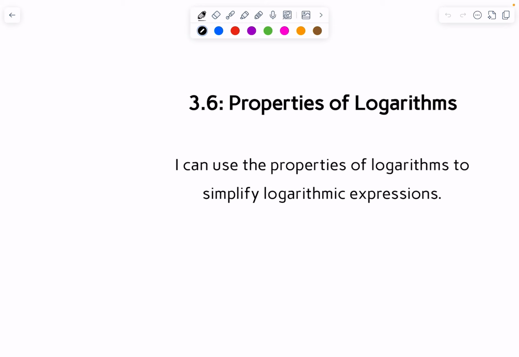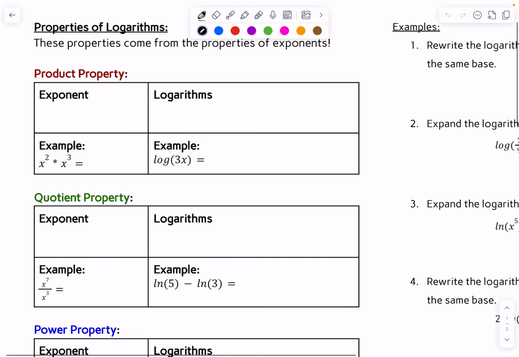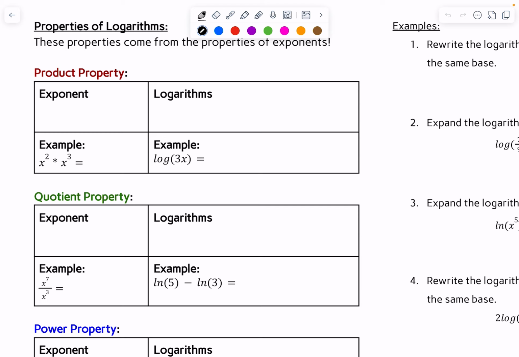I can use the properties of logarithms to simplify logarithmic expressions. So let's take a look here. Go ahead and open up your notes. We're going to focus in on these three properties of logarithms: the product property, the quotient property, and the power property. We're going to take a look at both the exponent properties, because these are named the same things, the product, the quotient, and the power properties for exponents, and we're going to see how they relate to the logarithmic properties. And then we're going to work to expand or simplify expressions using these properties.